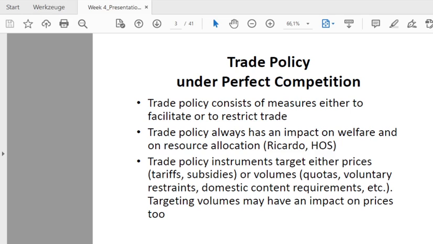The instruments that we use in trade policy target either prices or quantities. The instruments that target prices are, for example, tariffs and subsidies, and those that target quantities or volumes are quotas, voluntary restraints, domestic content requirements, and so on. Of course, there is a relationship between both. If you target quantities, that may also have an impact on prices.